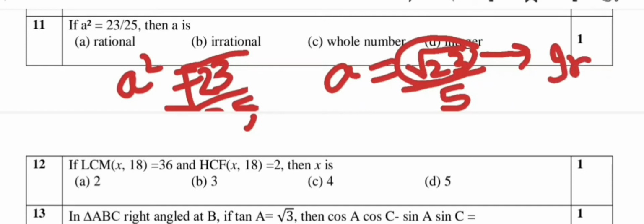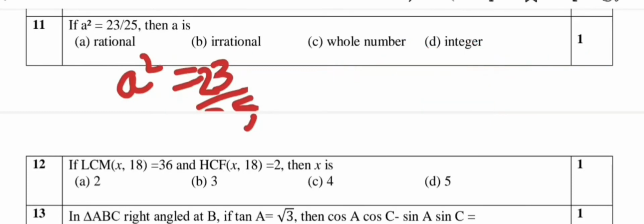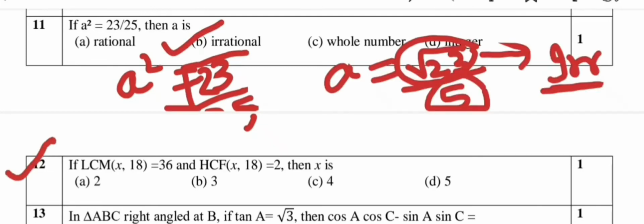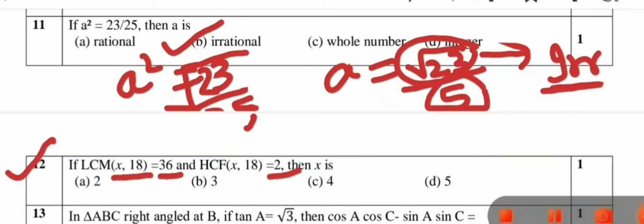We know that a we can find by taking square root of this. Now square root of 23 will be √23 and square root of 25 will be 5. Now we know that √23 is an irrational number, and we have 5 in the denominator, but it will still remain irrational. So a will be irrational number. Option B is the correct answer.